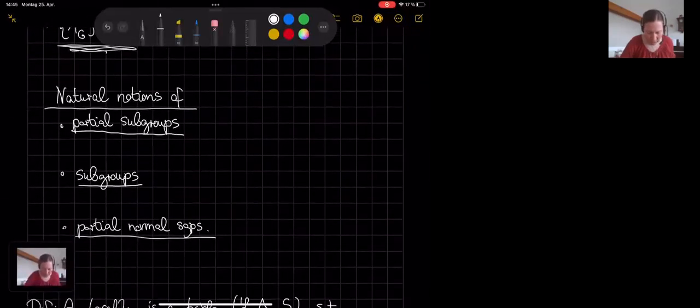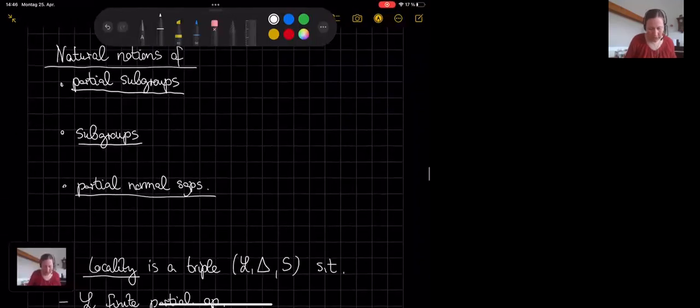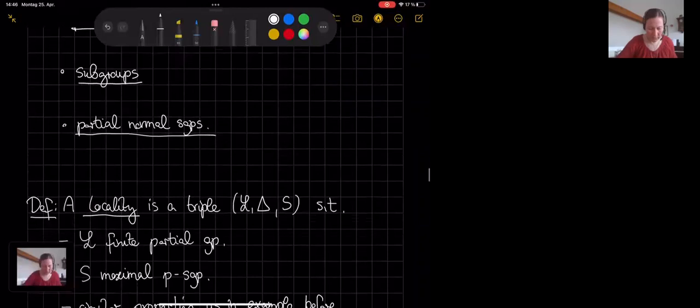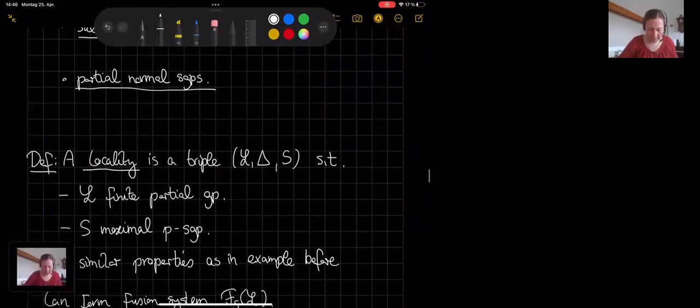So in partial groups, since they are so group-like, there are natural notions of partial subgroups. These are subsets which form partial groups again, then subgroups, which are subsets which are actually groups, so the product is defined on all words in the subset, and also partial normal subgroups. These are partial subgroups such that if a conjugate of an element in this partial subgroup is defined, then it is again in this partial subgroup. So we have a natural generalization of normal subgroups.